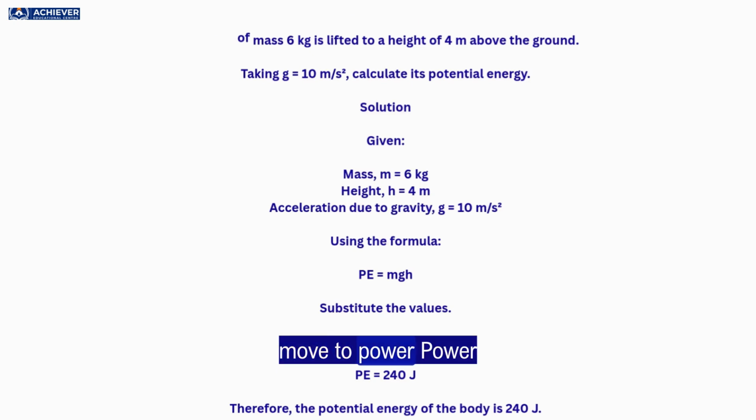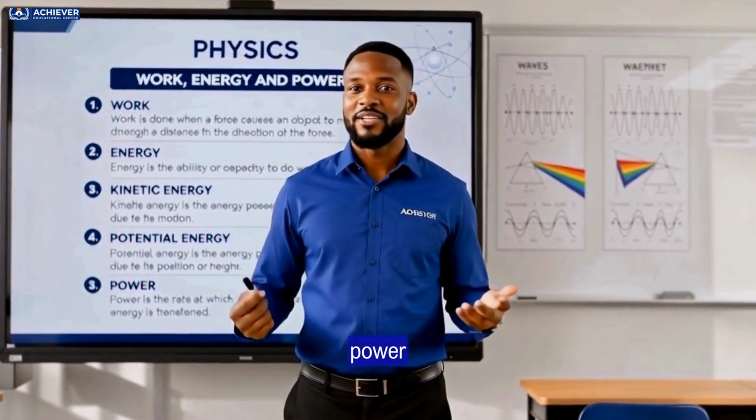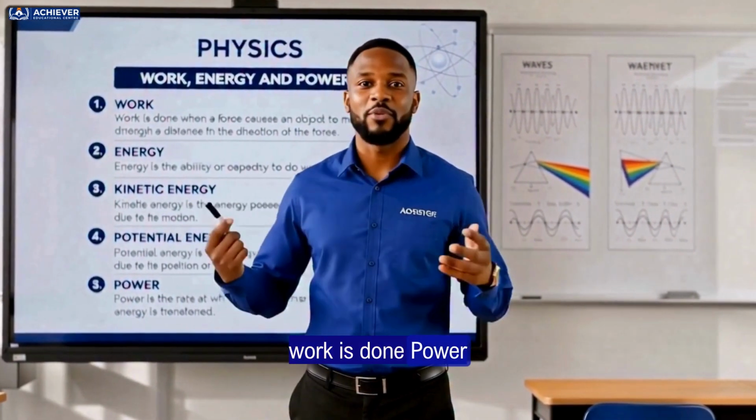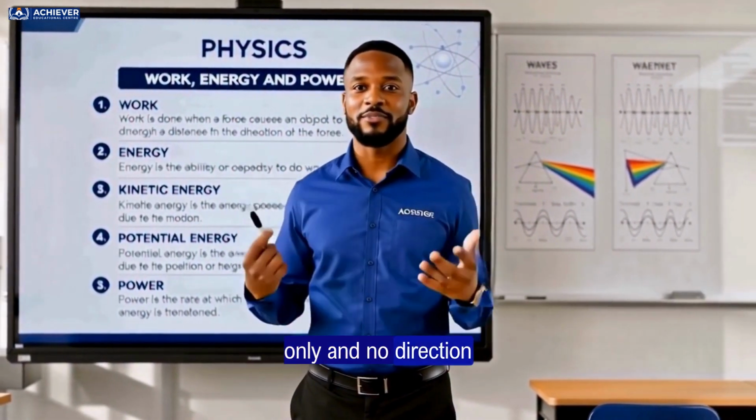Finally, let's move to power. Power is the rate at which work is done or energy is transferred. In simple terms, power tells us how quickly work is done. Power is a scalar quantity because it has magnitude only and no direction.